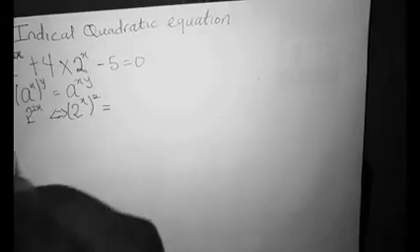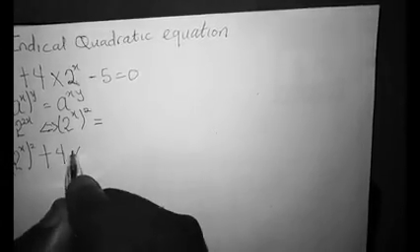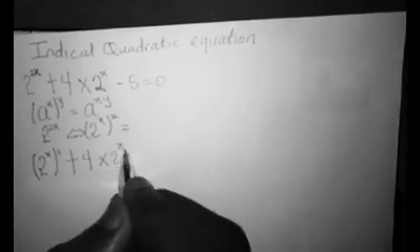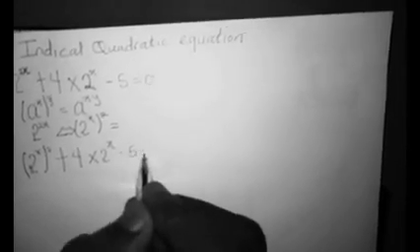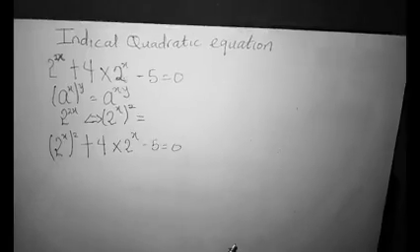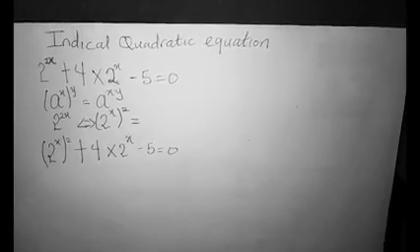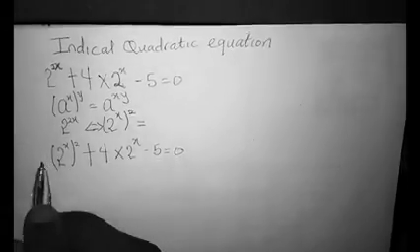So I can write this 2 raised to the power 2x as 2 raised to the power x, all raised to the power 2, plus 4 times 2 raised to the power x, minus 5 equals 0. Have you got what I'm saying now? So since you have something like this now, then it is very easy.